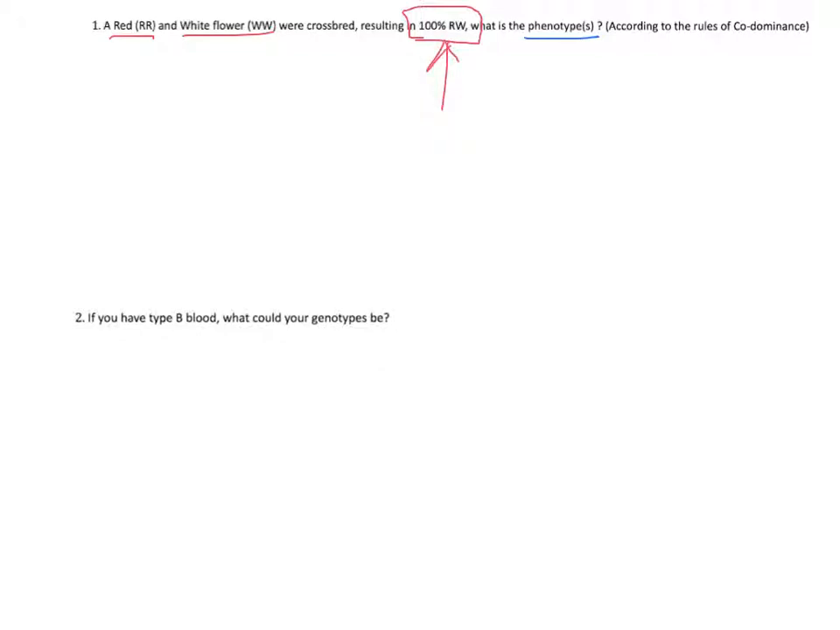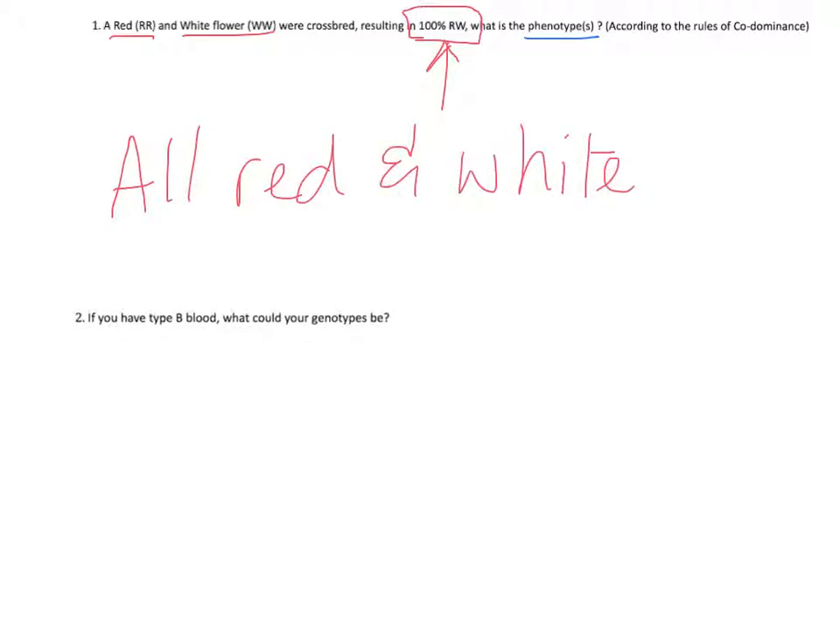If the offspring are heterozygous, meaning that they have one of each allele, and it is codominance, it means that they show both phenotypes at once. So our phenotypes will be all red and white flowers. That's all that question is asking: what will those flowers look like?